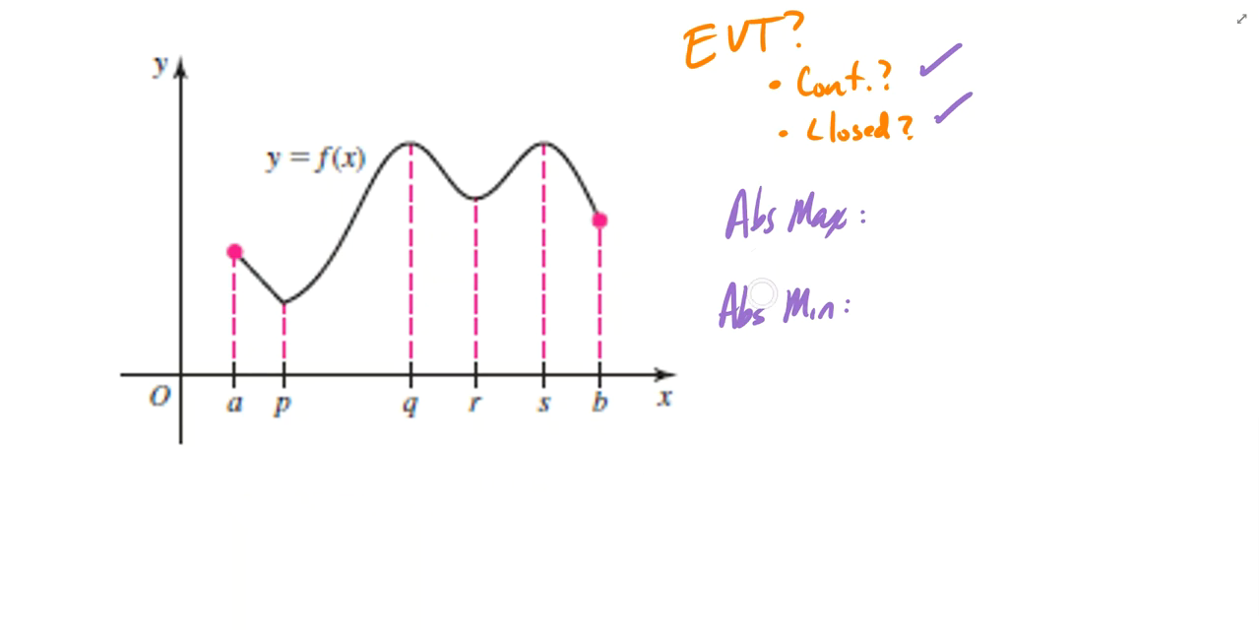Now again, these absolute values can occur either at the endpoints or when the derivative is equal to 0 or when the derivative does not exist. So there are technically an infinite number of x points between A and B, but if we're looking for the absolute minimum or absolute maximum value, we really only have 6 points to investigate: A, P, Q, R, S, and B, because that's where our derivative equals 0, or where an endpoint occurs, or where the derivative is undefined.